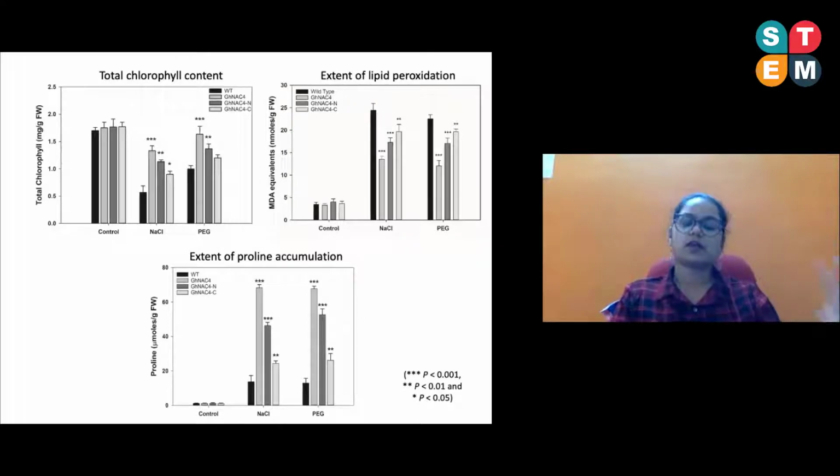Next, we analyzed the proline accumulation. Now, proline is an osmolyte which plants produce to maintain redox homeostasis under stress conditions. We observed that the transgenics had a higher extent of proline accumulation as compared to the wild type plants, and the full-length protein had the highest amount of proline accumulation among all of them.